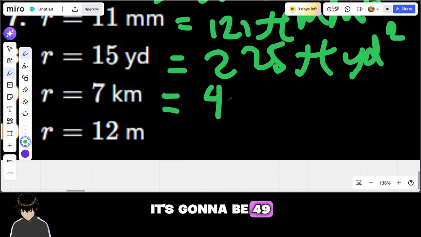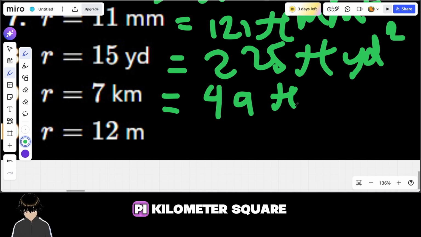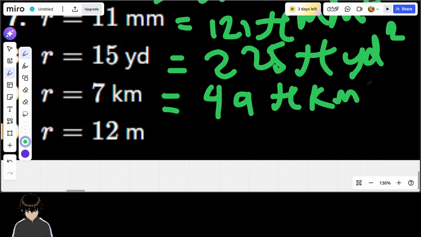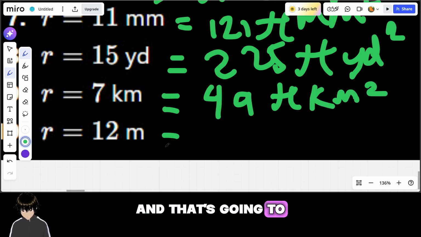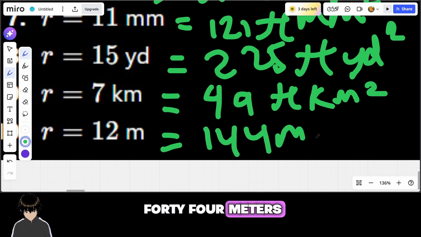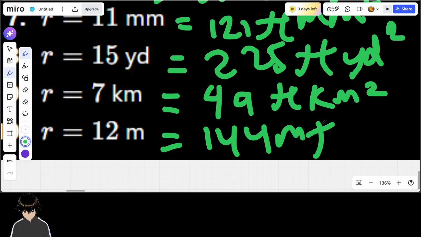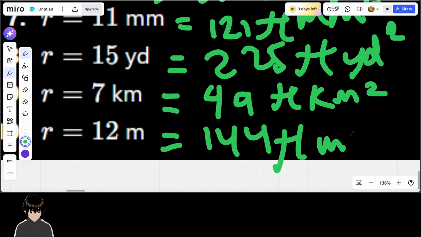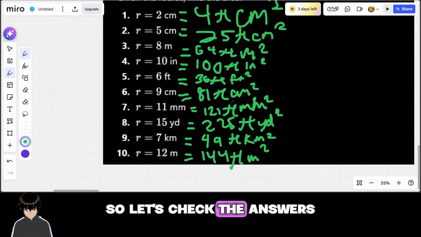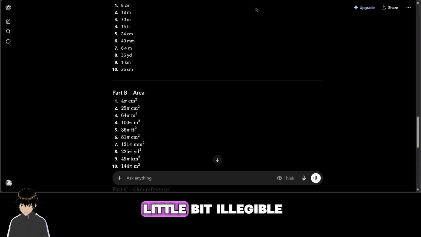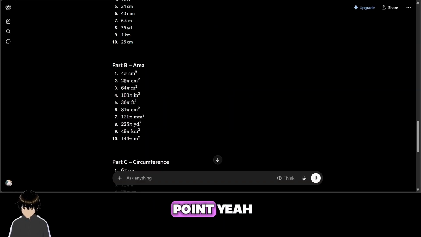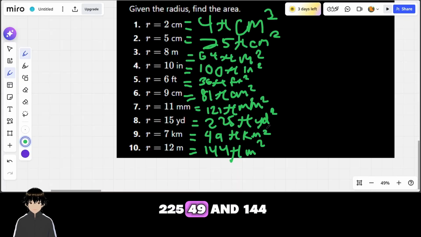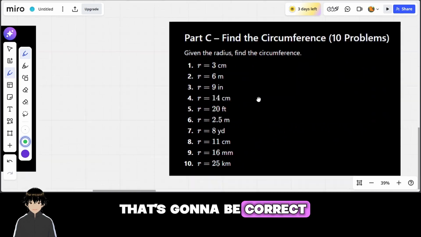It's going to be 49 pi kilometers squared. And that's going to be 144 meters. 144 pi meters squared. So let's check the answers. Sorry if it's a little bit illegible, but you get the point. Yeah, 4, 25, 64, 100, 36, 81, 124, 281, 285, 409, and 144. That's going to be correct.